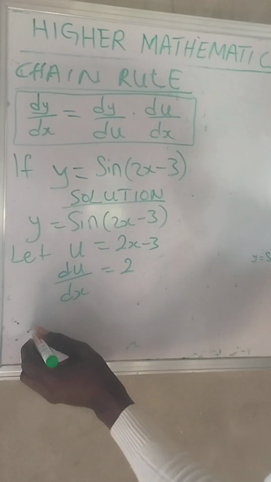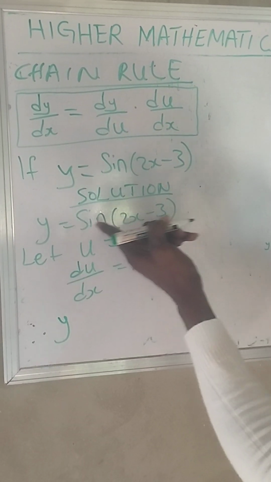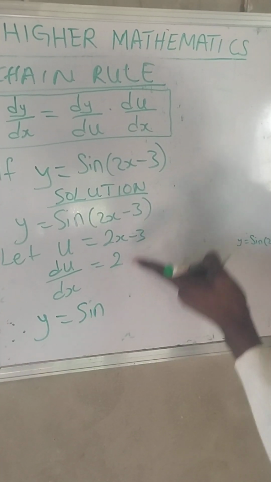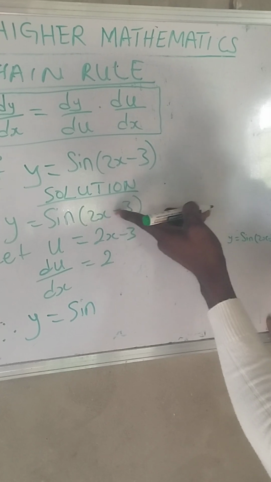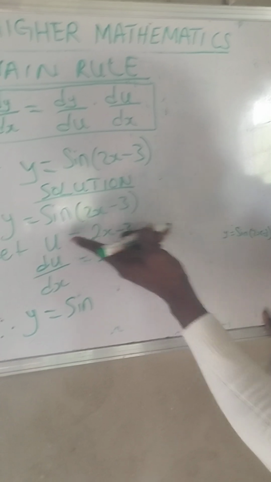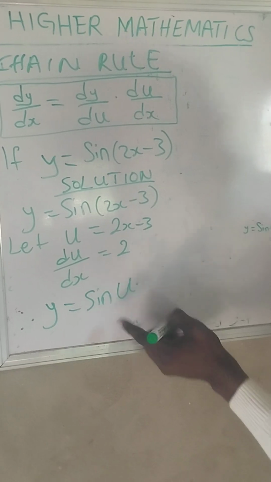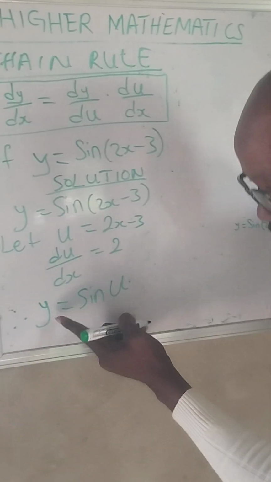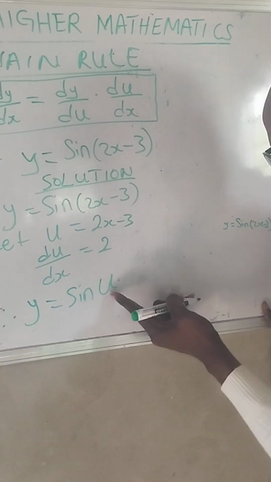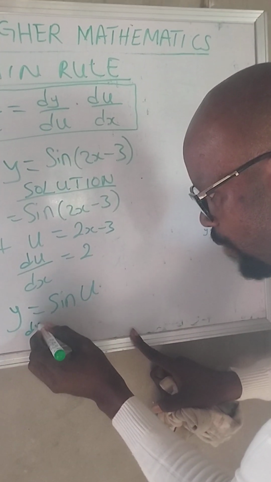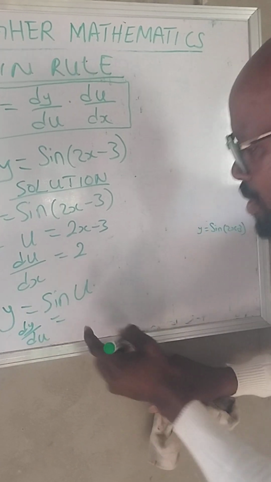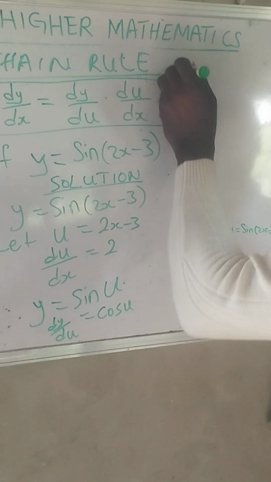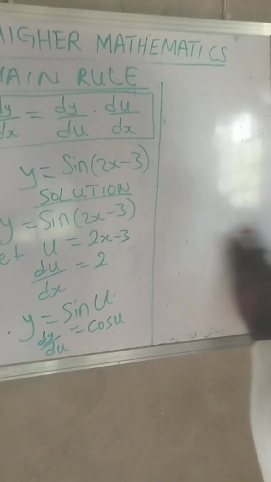Then we say, therefore, y, going back to the initial function, y equal to sine, instead of 2x minus 3, which we said let it be u, we now say sine u. No longer 2x minus 3, because we are replacing it with u. Now we also differentiate y with respect to u. You have dy over du, and the derivative of sine u is cos u by the law of differentiation. So I continue from here.